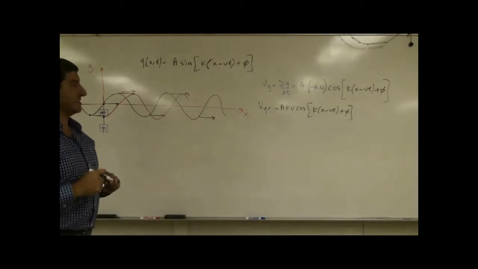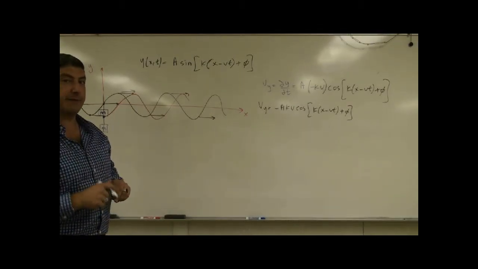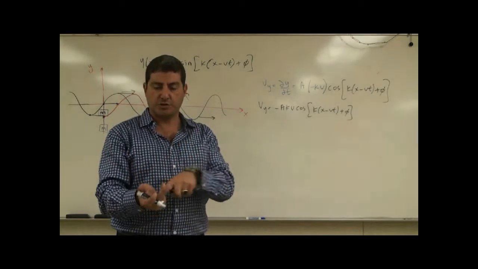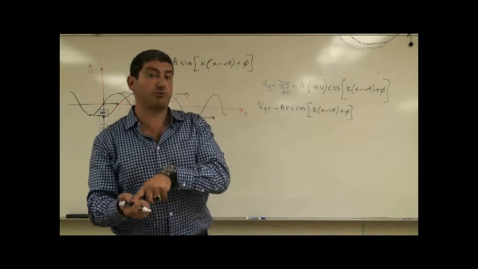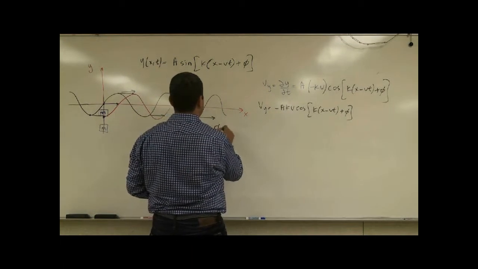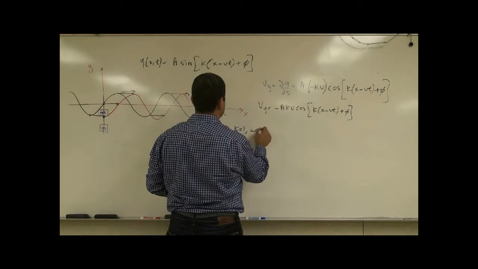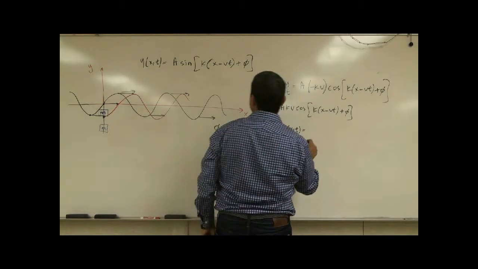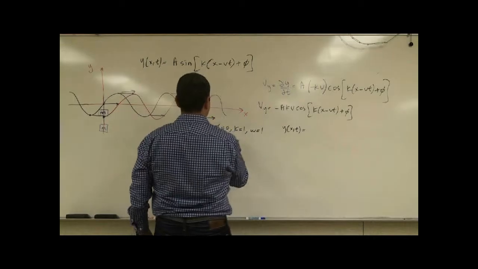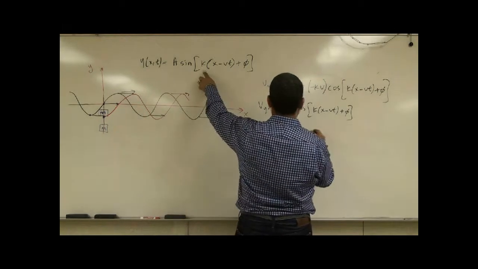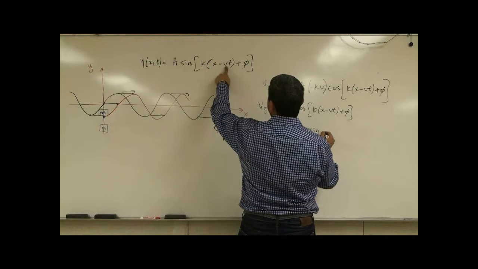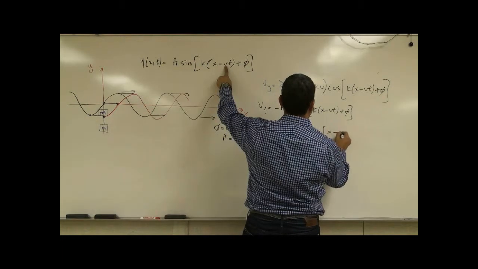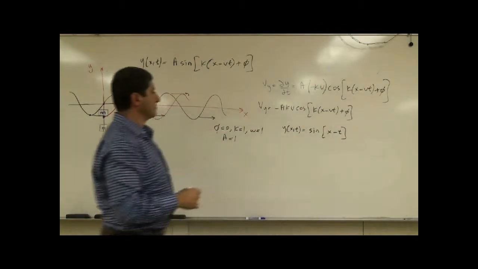So if we try this out here, let's see what's going to happen. Go back to the very first example, where my phi was 0, my k was 1, and omega was 1. So phi is 0, k is 1, omega is 1. So what would my equation be? The amplitude was also 1, and the velocity would also be 1, so it'll just be y equals sine of (x minus t).